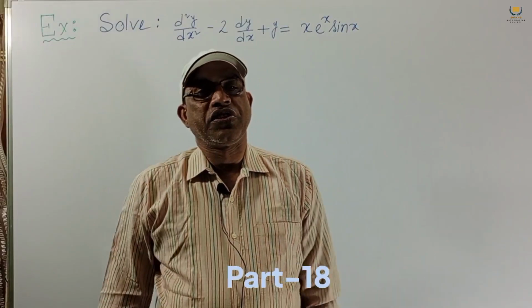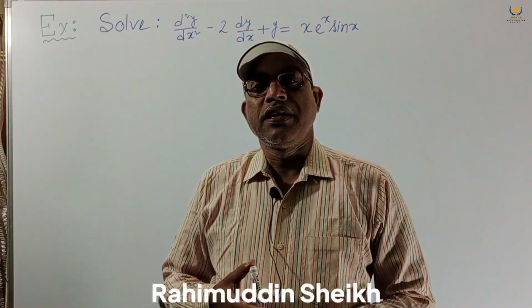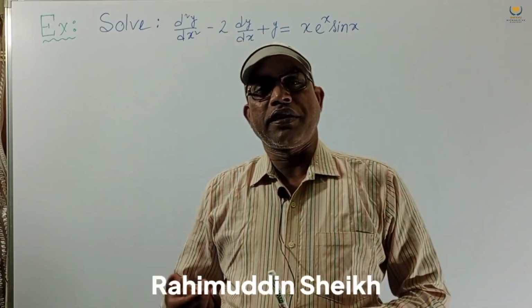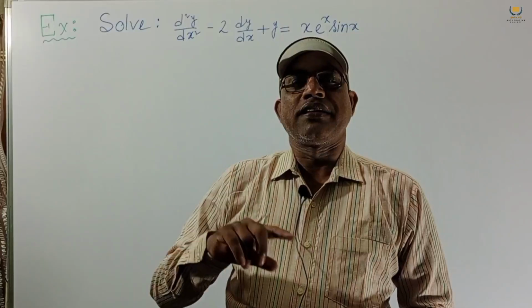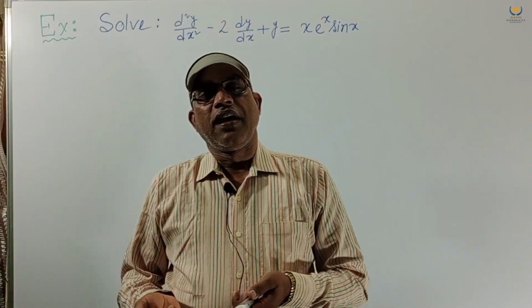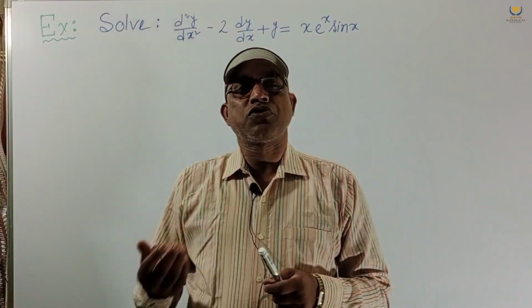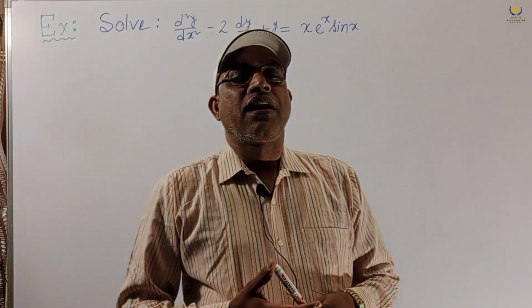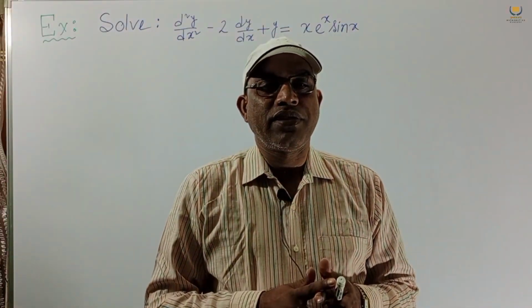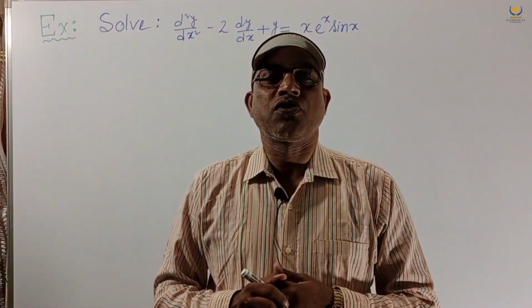So our main discussion is linear equation of second order with constant coefficient. If the right hand side is algebraic, exponential, or trigonometric, we solved problems in the last videos. Now we consider: if algebraic, exponential, and trigonometry, all three are mixed up, how to solve this type of problem?